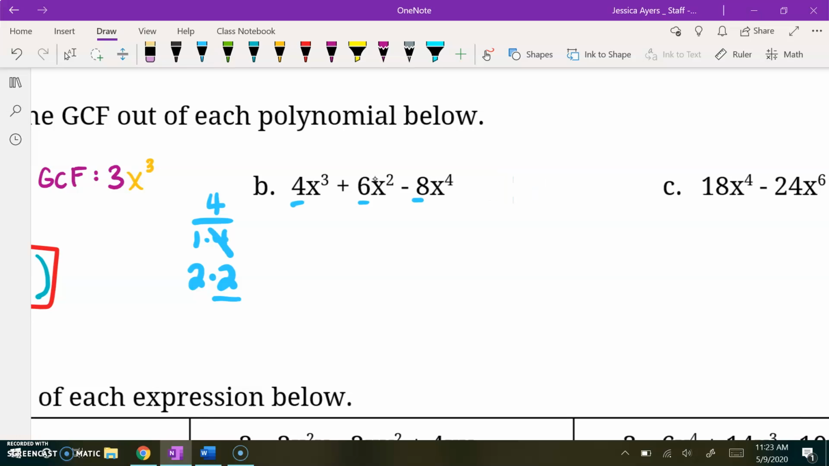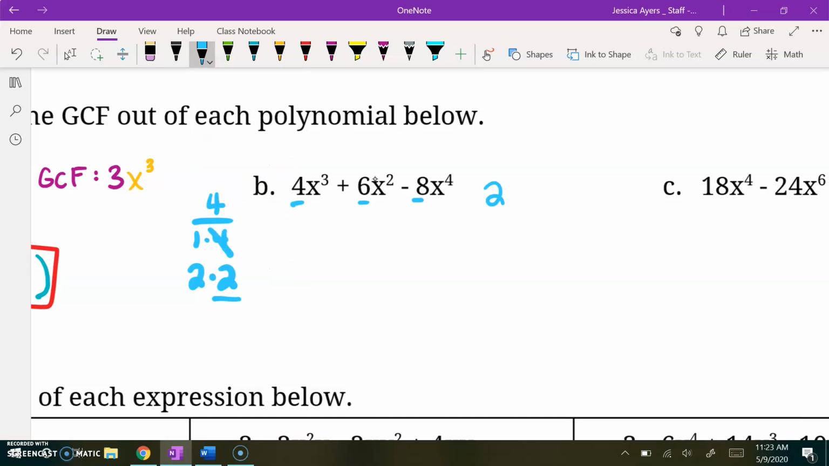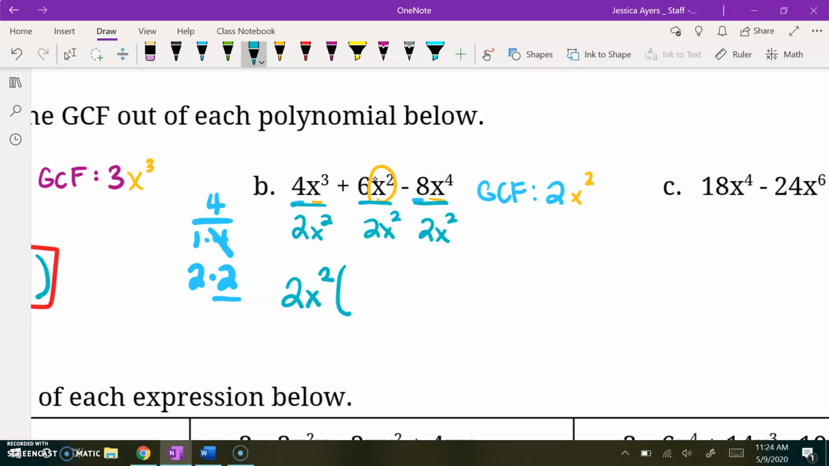I should have made that one thinner. Sorry about that, guys. So the GCF will be 2. Then you look at the variables. So you look at x cubed, x squared, and x to the 4. The smallest is x squared, so we put an x squared with our 2. Now we're going to divide by our GCF to everything. So write your GCF down first.